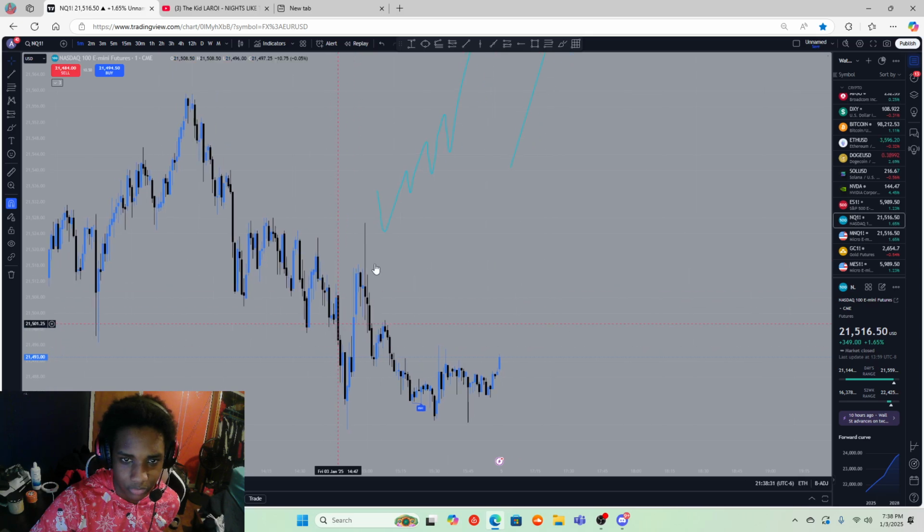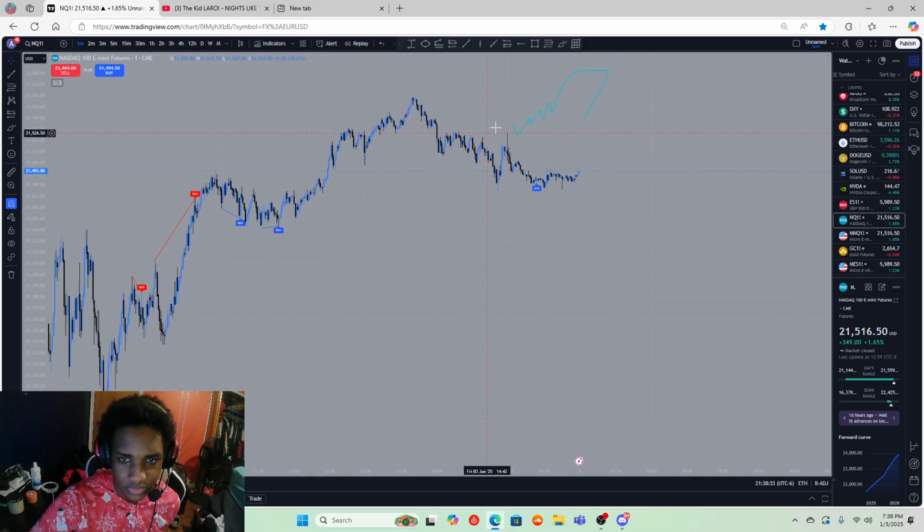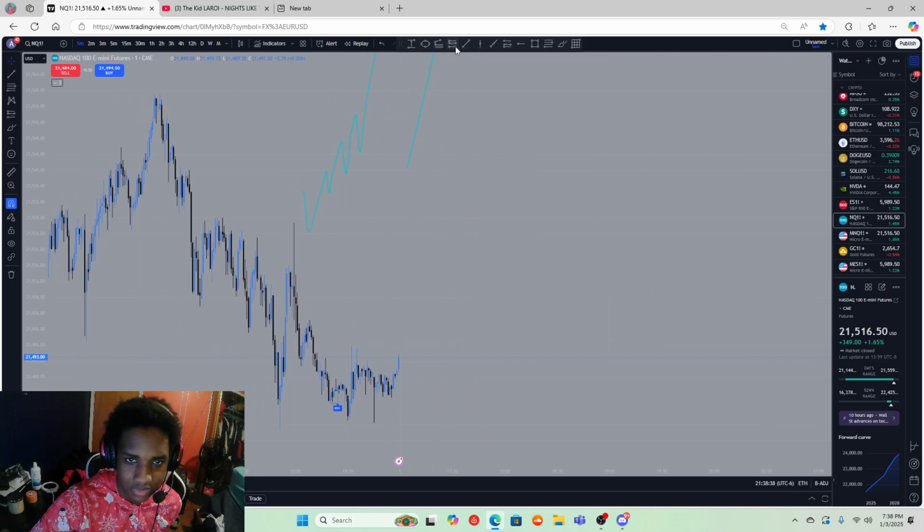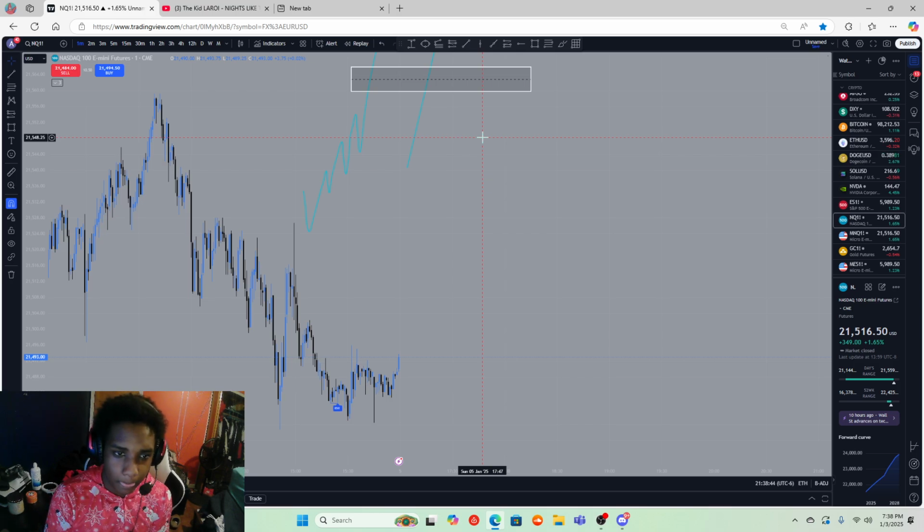It's not gonna let me zoom out. Whatever. We're just gonna pretend this top piece up here that's covered in the rectangle is just not there. We have an uptrend.